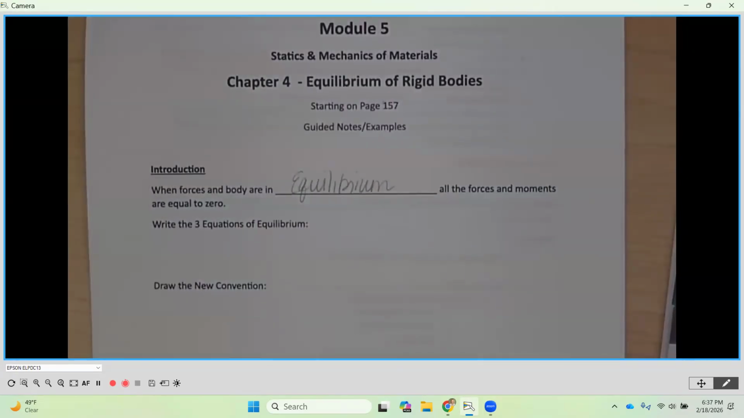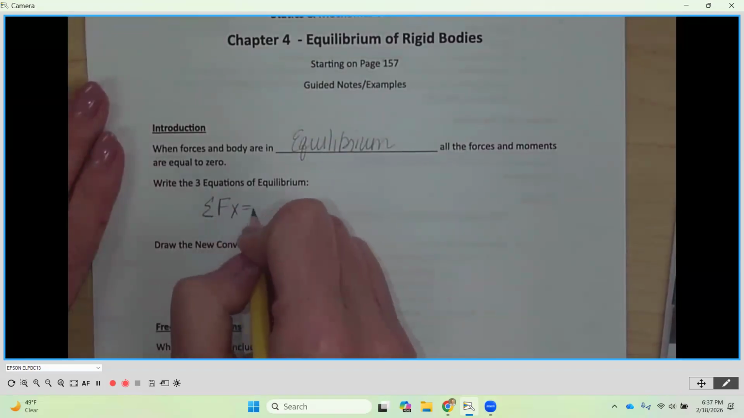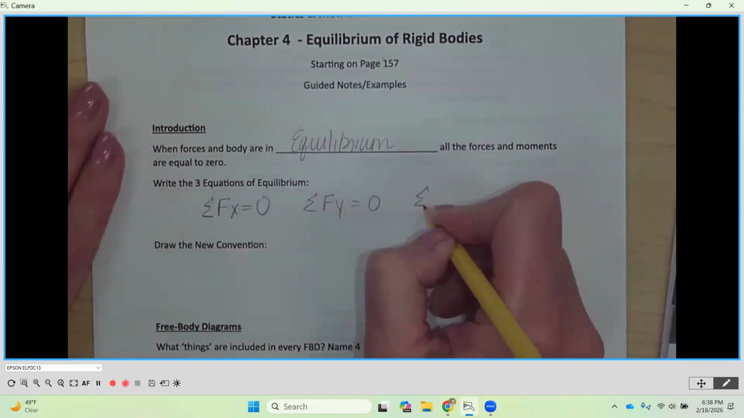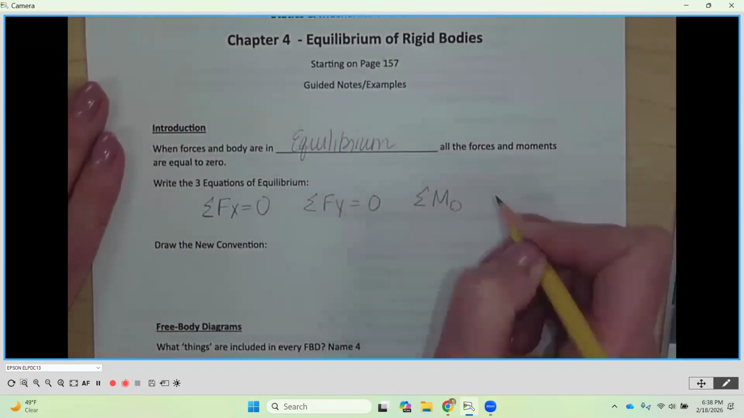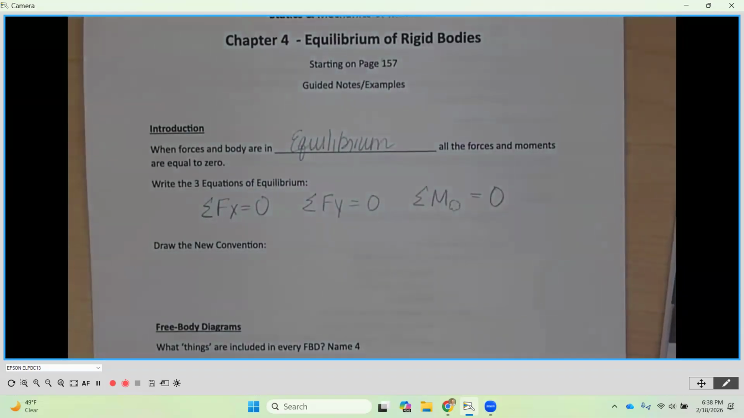So now we're going to set those moments to 0 to complete the picture for what we call the 3 equations of equilibrium. The 3 equations of equilibrium we want to list right below here. They are: sum of the forces in the X equals 0, sum of the forces in the Y equals 0, and sum of the moments about a point, and we'll always identify what that point is, also equals 0. Our class is called statics. So when we talk about equilibrium, we are in static equilibrium. That means we are not moving. That means everything is in balance, okay?